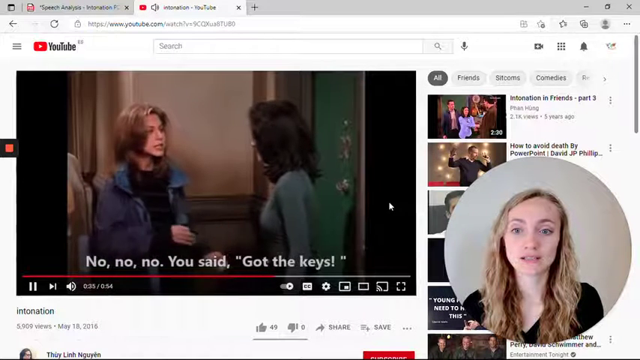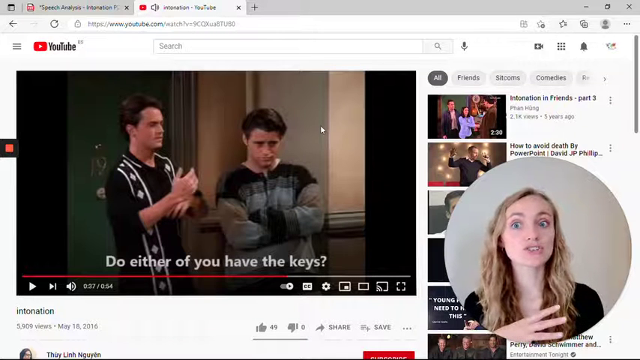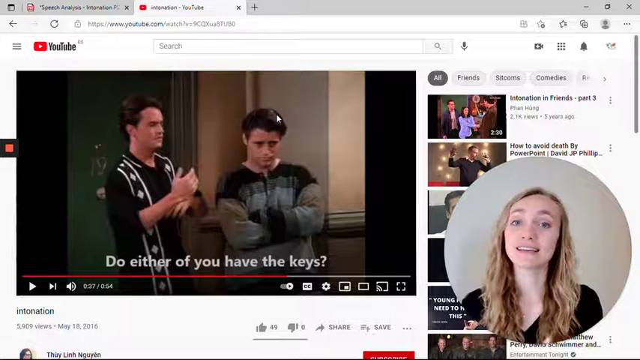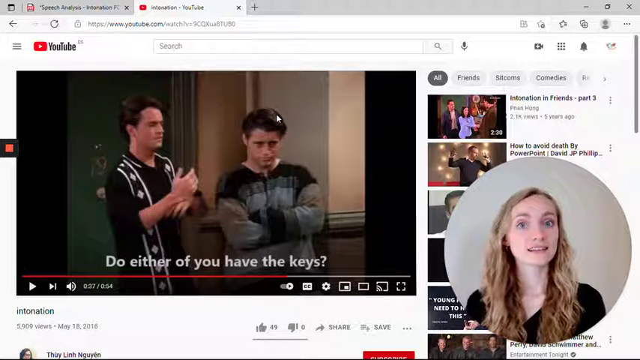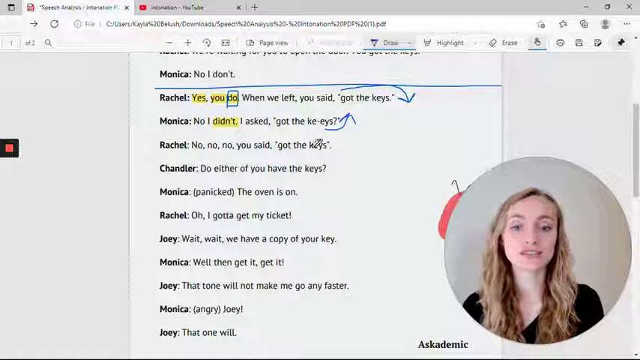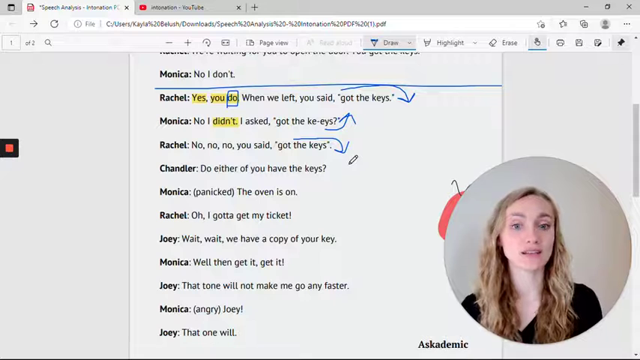And then Rachel's like, no, you said got the keys. So she doesn't rise up her intonation on the keys. So she understood this as, again, falling intonation, which would be a declaration.